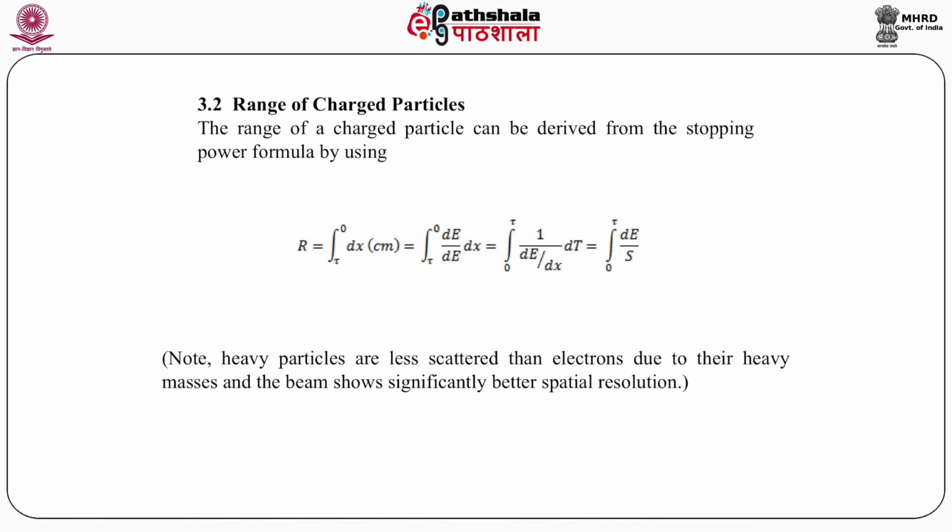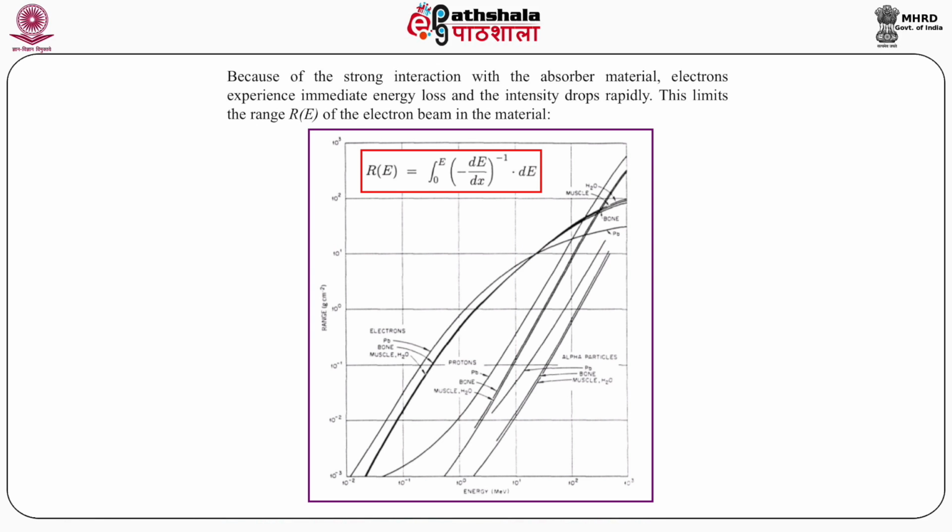Range of charged particles. The range of charged particle can be derived from the stopping power formula, mathematically shown. Heavy particles are less scattered than electrons due to their heavy masses, and the beam shows significantly better spatial resolution. Because of the strong interaction with the absorber material, electrons experience immediate energy loss and the intensity drops rapidly. This limits the range of the electron beam in the material, and the range is given by the expression.